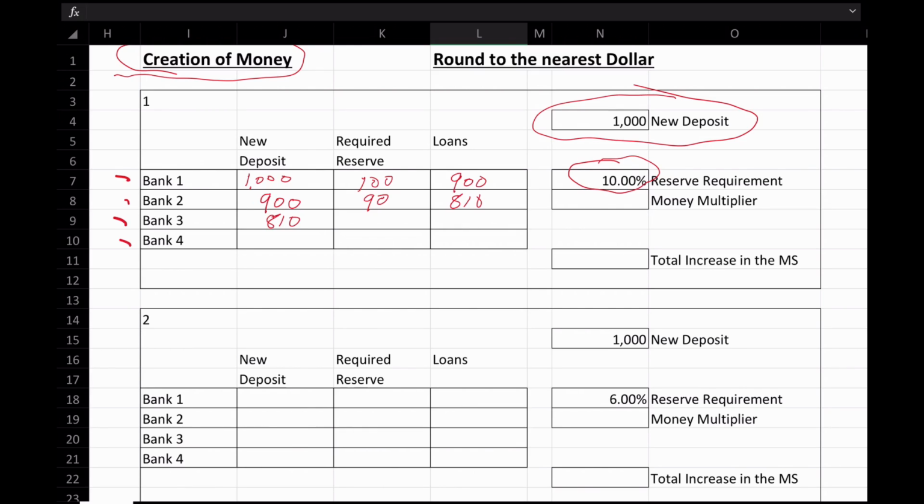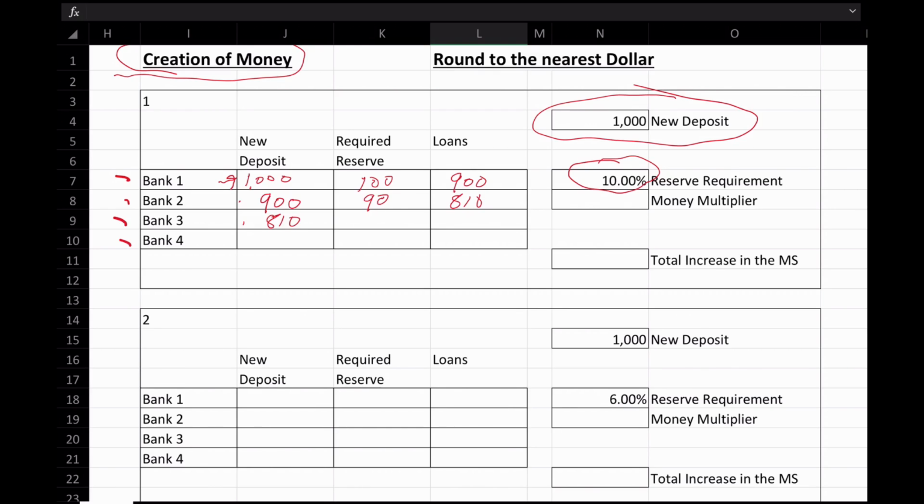Now, if WT looks at their checking account, it says they have $810. The customer who used the car dealer looks at his, he has $900, and the original customer still has his $1,000. So the banks are, through multiple banks, fabricating money out of thin air. This is really, really creepy.